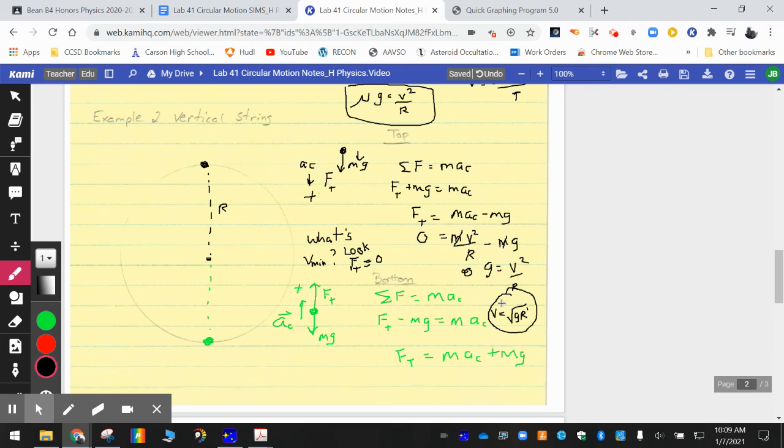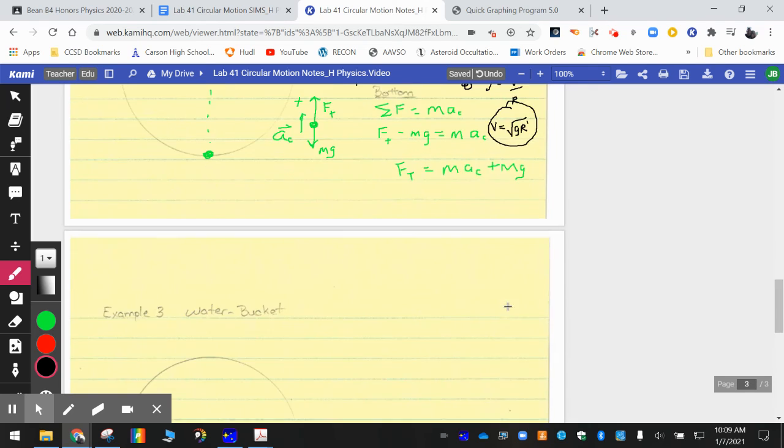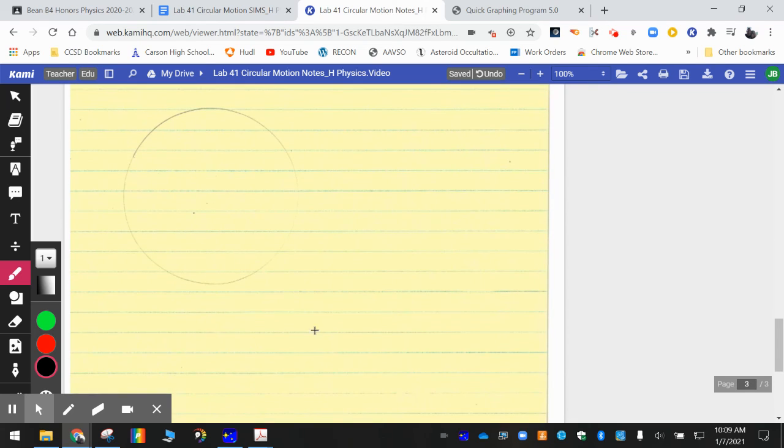Because tension has to be zero. Does it equal that, or should it be greater than that? It should be greater than that, because if I go at exactly that, it's going to fall. So it has to be greater than that. That's the minimum speed required. Now, the next part.